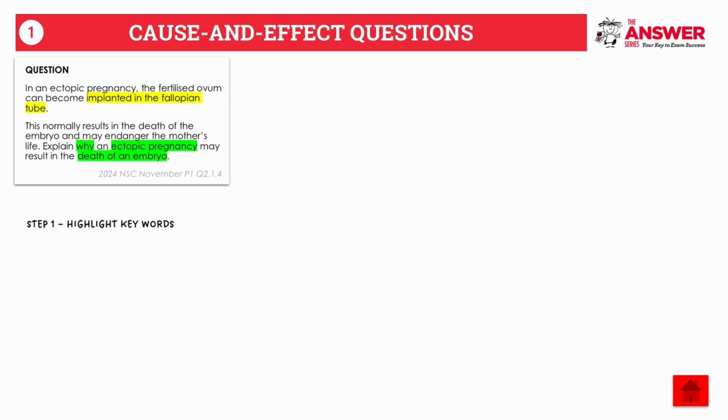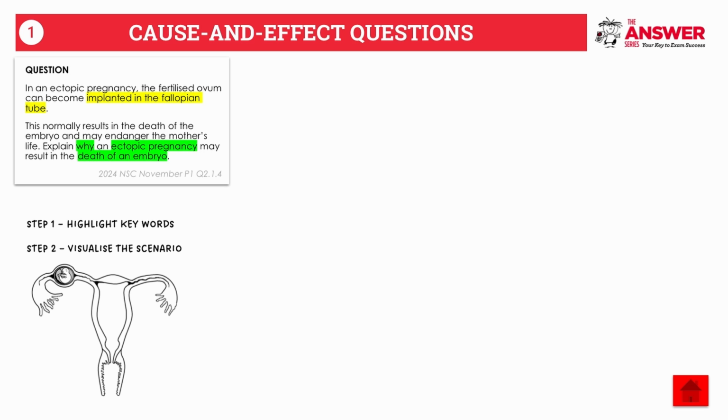So step 1 is to highlight key words: implanted in the fallopian tube, and explain why an ectopic pregnancy may result in the death of the embryo. Those are the 2 things you need to touch on in your answer, the cause and effect. The next step is to visualize this scenario.